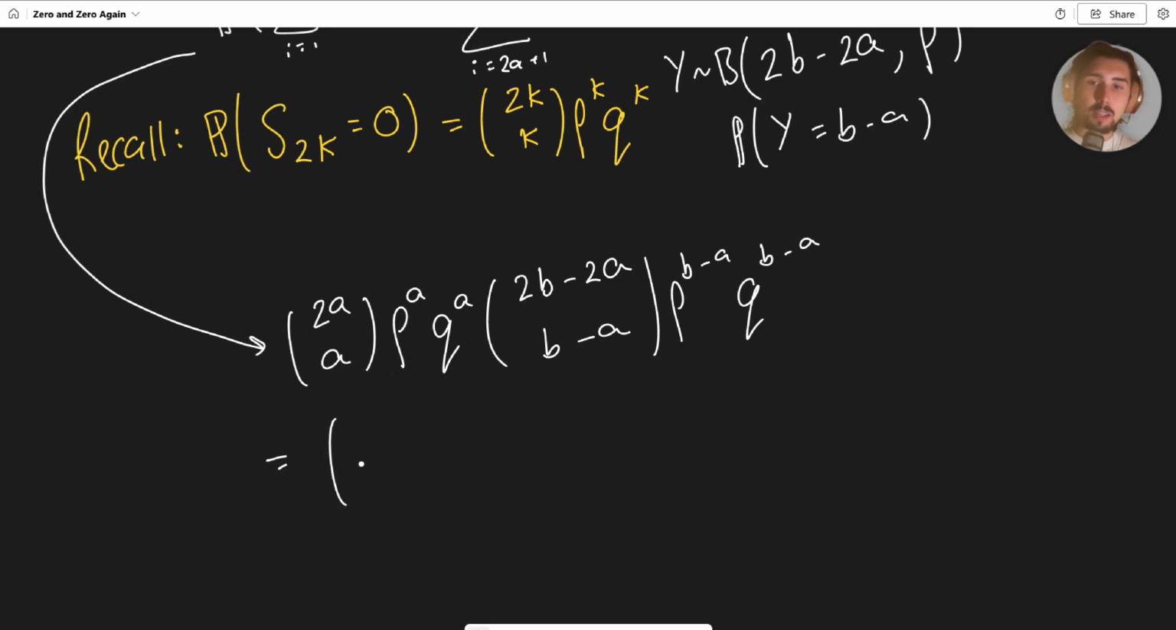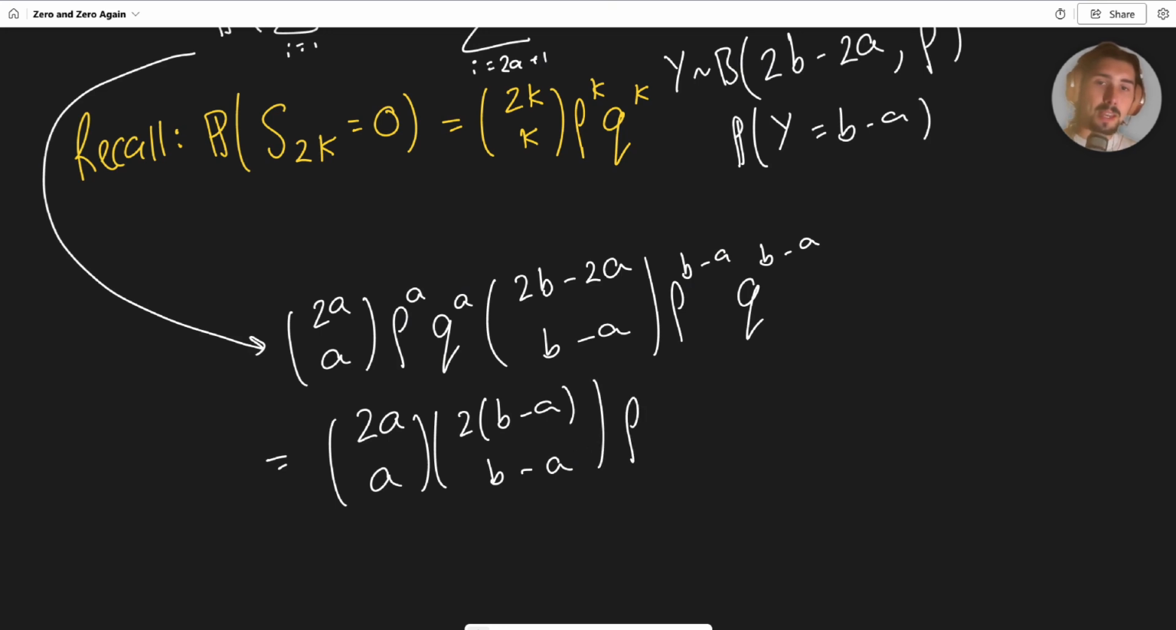So we end up getting 2a choose a times 2 times b minus a choose b minus a, like this. And then we've got p to the b, q to the b. And if you want, you could rewrite this in one bracket, obviously. But this is our formula.